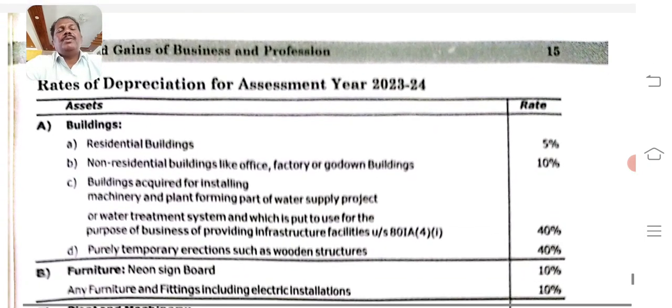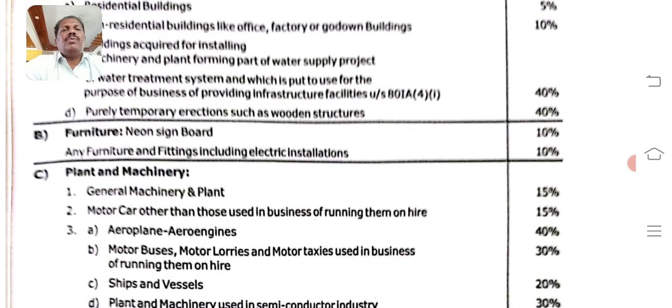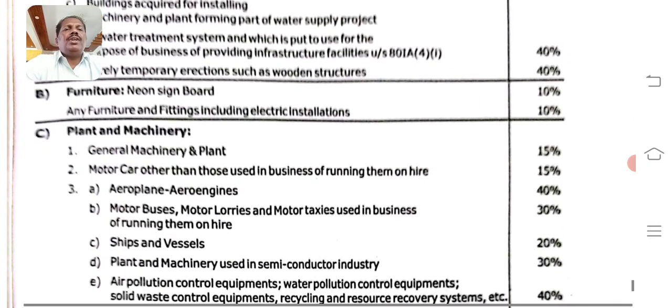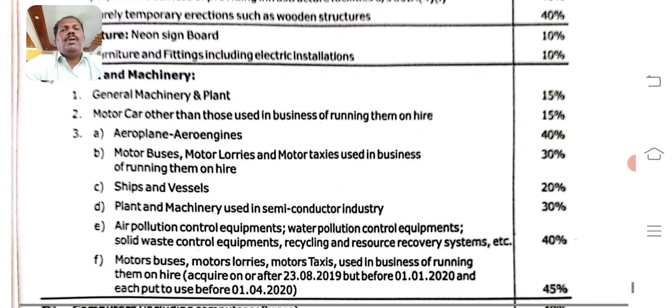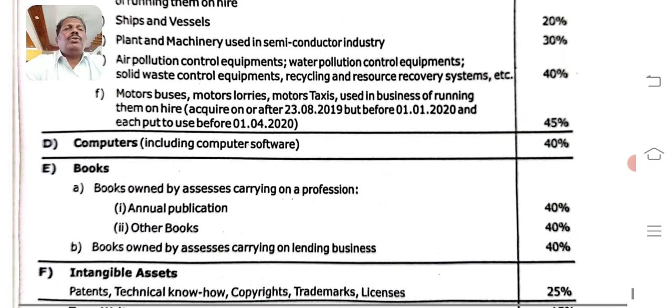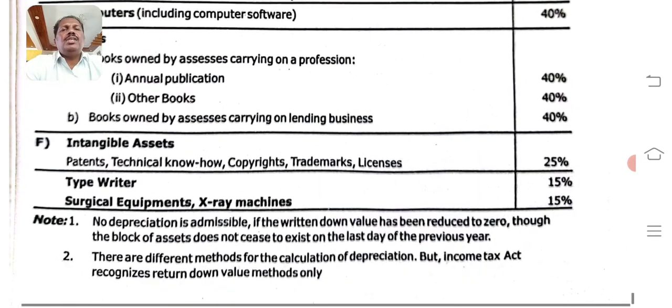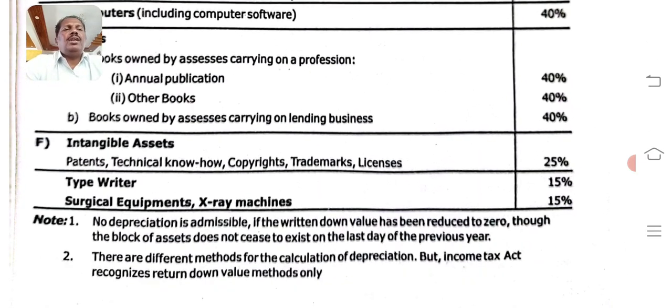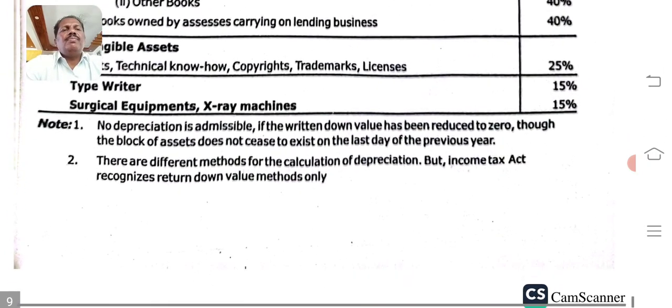So these are the rates of depreciation for the assessment year. Building, 4 types of building: residential 5%, non-residential 10%, building acquired for installing 40%, purely temporary erection 40%, furniture 10%, any furniture and fittings 10%, even plant and machinery, general plant and machinery 15%, motor car 15%, aeroplane 40%, motor bus 30%, ships 20%, plant and machinery 30%, air pollution control equipment 40%, motor buses, motor lorries 45%, computer 40%, books 40%, intangible also 25%, typewriter 15%, surgical equipment, x-ray machine 15%.